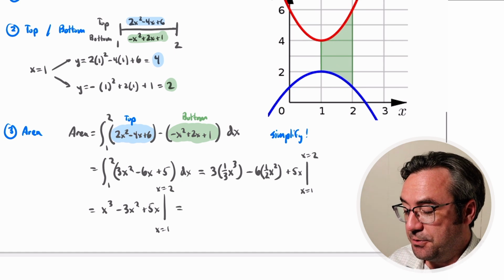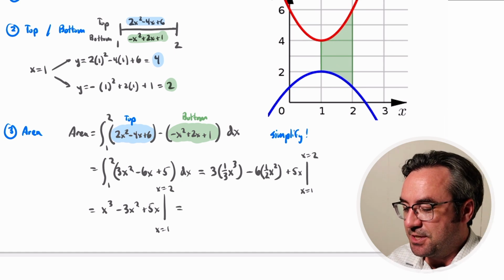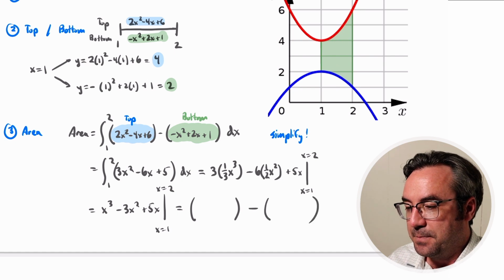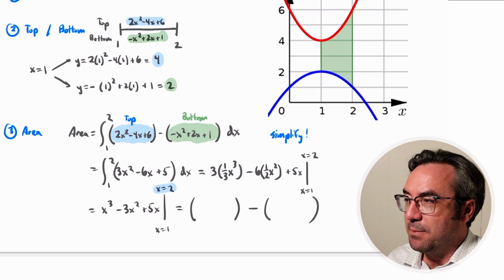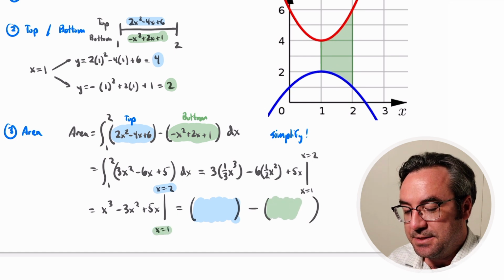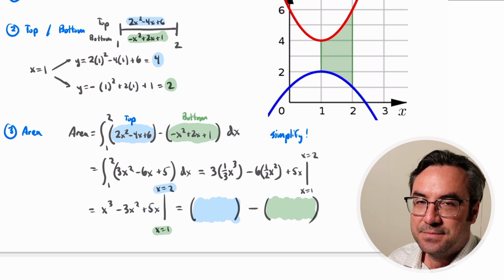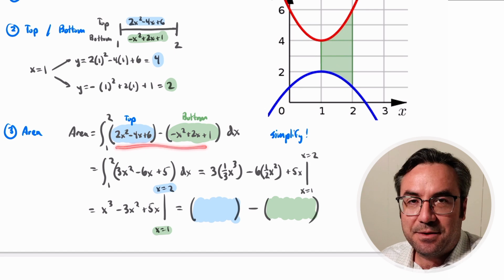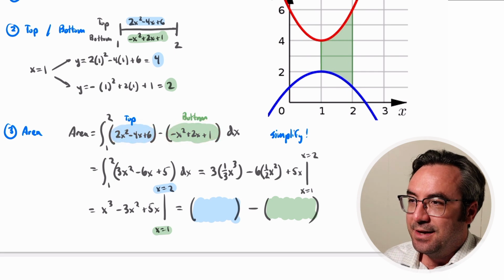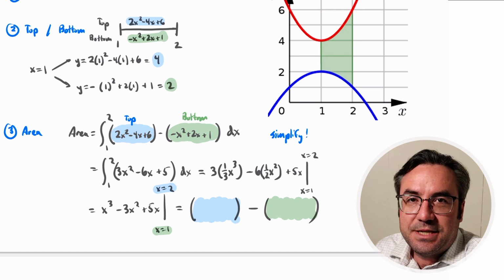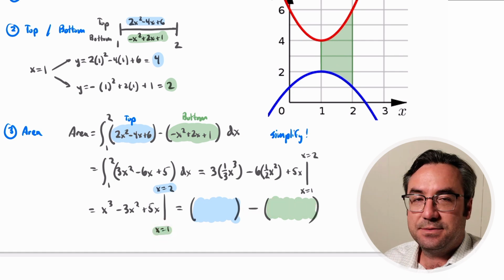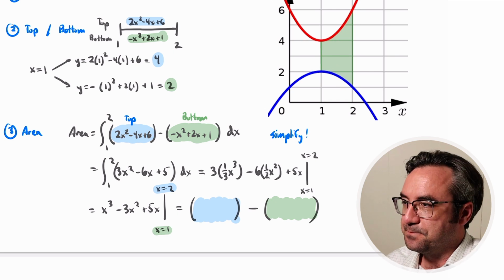All right, so now we're ready to evaluate. And when we do this, just like before, let's get some nice big parentheses all set up with a minus sign in the middle. Top number gets plugged in first, and bottom number gets plugged in second, and then we're subtracting. So that's another helpful way to remember how to set up this area equation: it's the top function minus the bottom function, and that's exactly how we normally do a definite integral. We take the top number, plug it in, take the bottom number, plug it in, and subtract. So it's kind of the same ordering here.